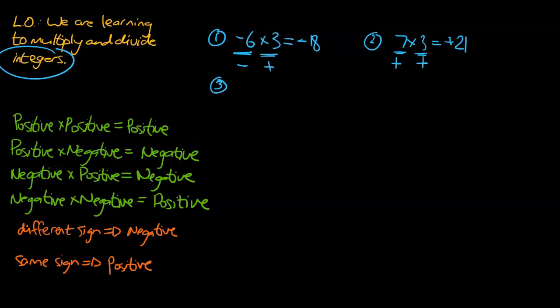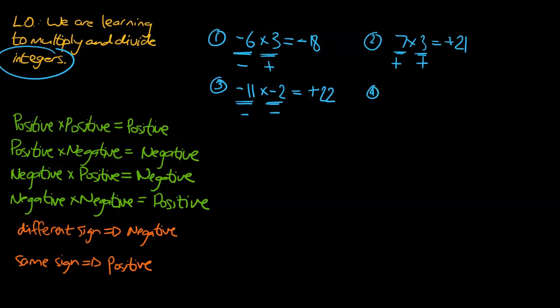So third question, let's go -11 times -2. So we have a look at the signs. This here is -11, -2. So we've got negative times negative. The signs are the same, so we're going to have a positive answer. 11 times 2, 22. So hopefully this is beginning to make sense. We'll do a few more.